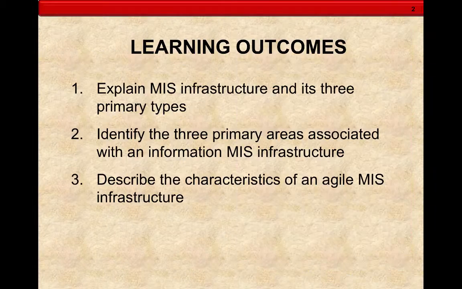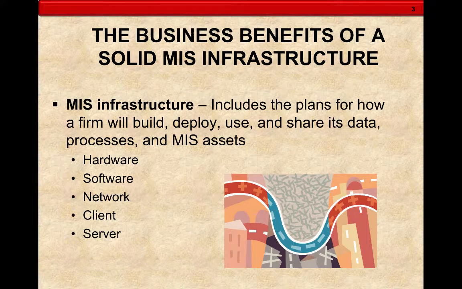Okay, we're going to go ahead and cover Chapter 5. Chapter 5 covers Management Information Systems Infrastructure. Make sure that you understand what MIS is. When it comes to the infrastructure, that includes everything from hardware, software, network, client, and server.